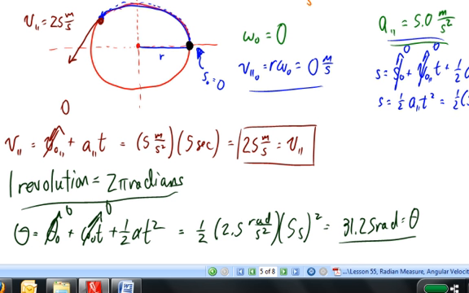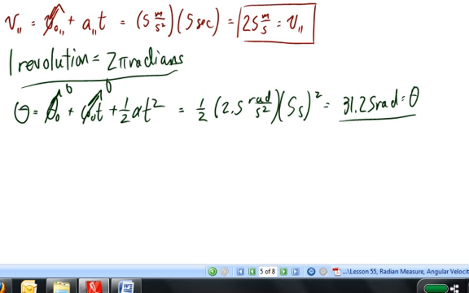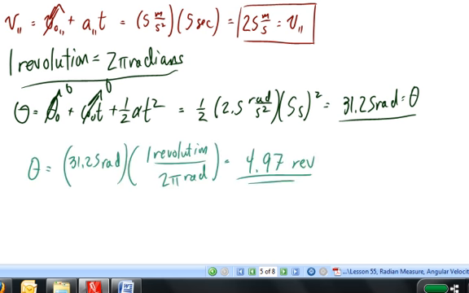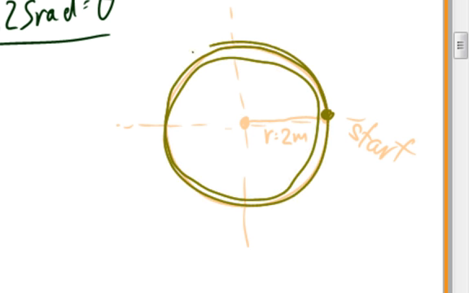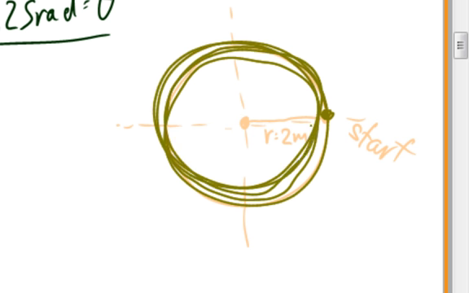In radians, I get that the object has spun through 31¼ radians. But what I want to know is how many revolutions that is equal to. So I need to convert that angle into revolutions using my conversion factor. And I get that after 5 seconds the object has spun through just under 5 revolutions. Here's what the picture looks like. The object starts from rest at the origin. Now it spins through 1, 2, 3, 4, almost 5 revolutions here. So the object is spinning up, it's gaining angular speed. That's the first example.